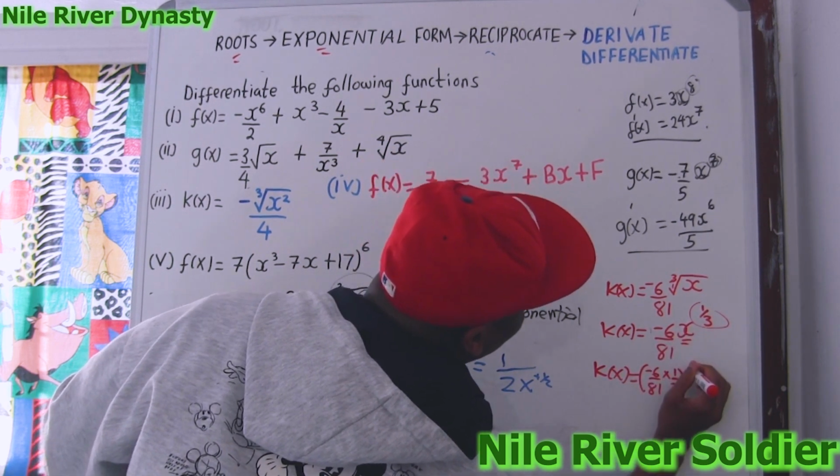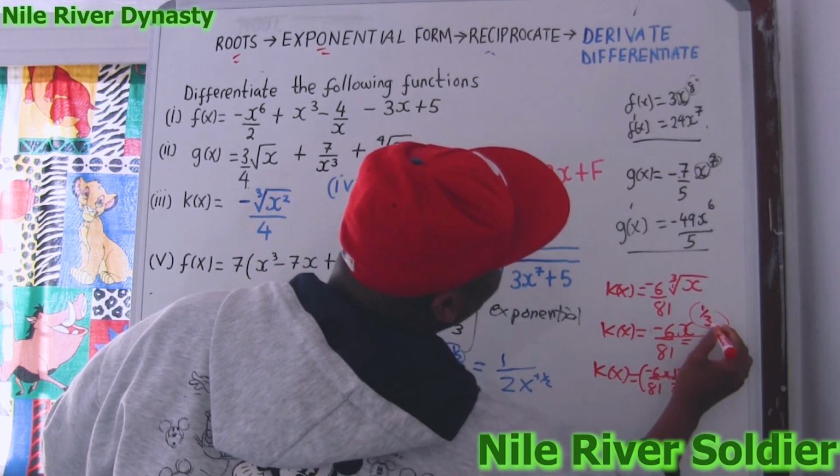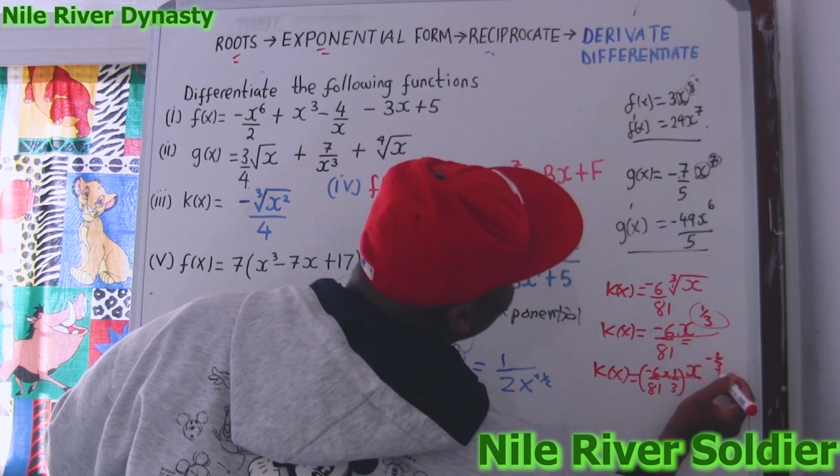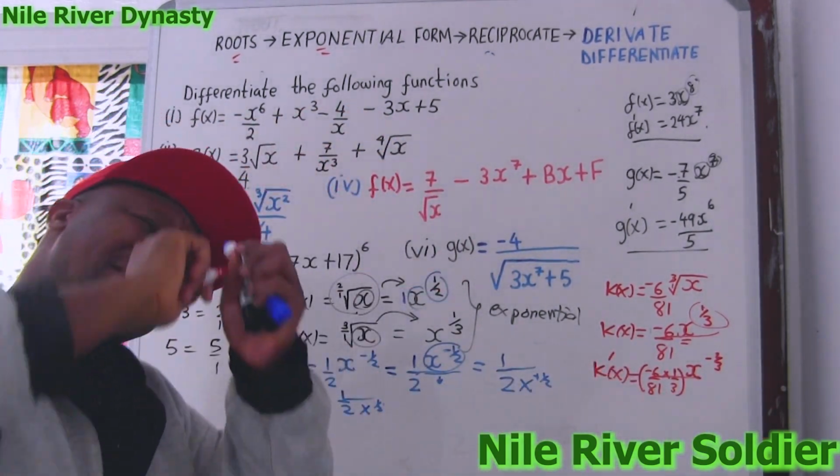And then we're going to drop this. Because remember it's on top, we're going to drop, and then 1 over 3 minus 1 is going to be negative 2 over 3. But you can use a calculator, okay? If you want. So now we have differentiated, you must put that prime.